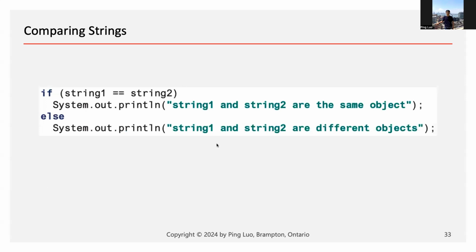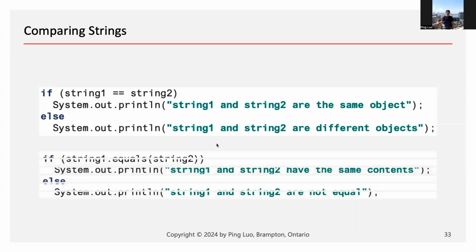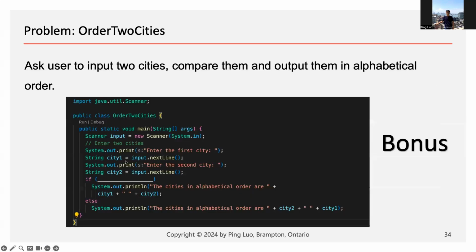So yeah, we can compare strings, and also we can use an equal sign or just use the equals method. So let's see a bonus question. We input two cities and we want to output them in alphabetic order by their names. There's a comparison here. How should we finish this code? What should be written down over there?